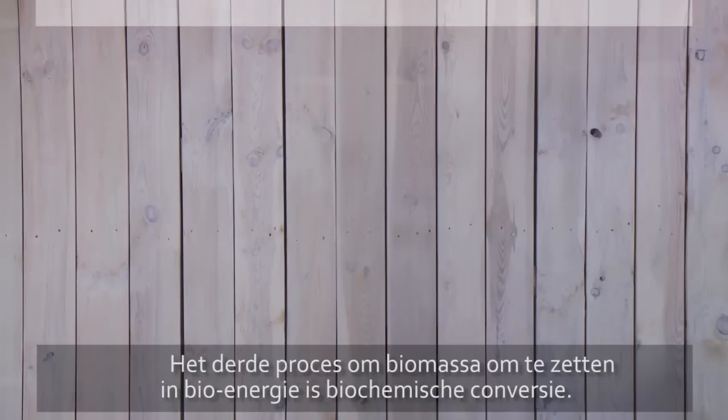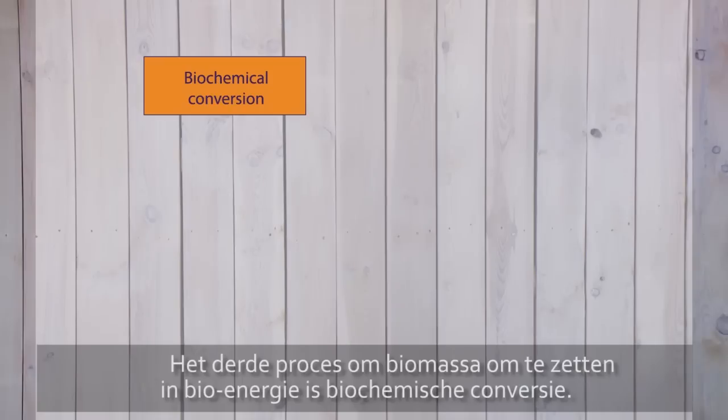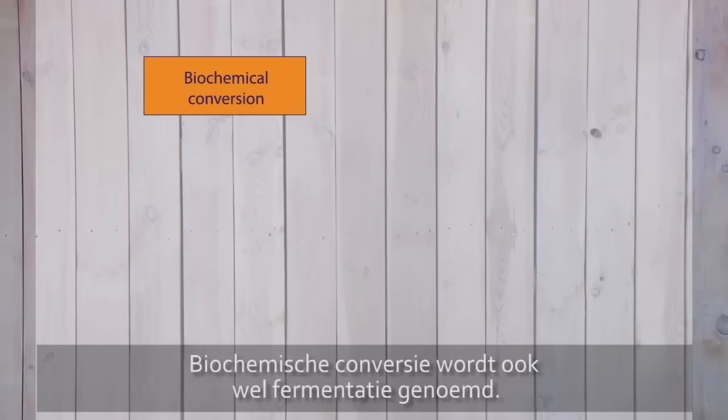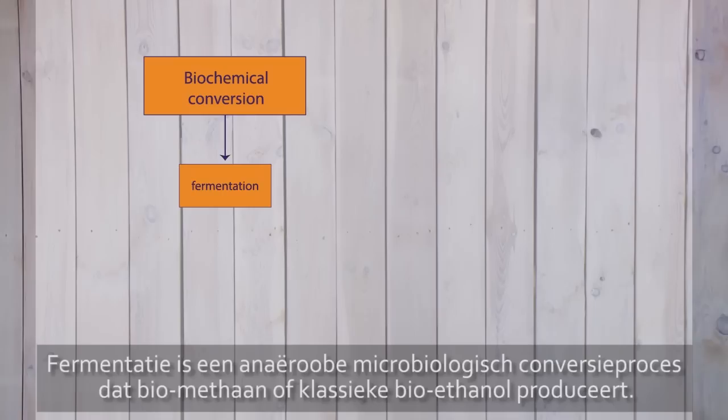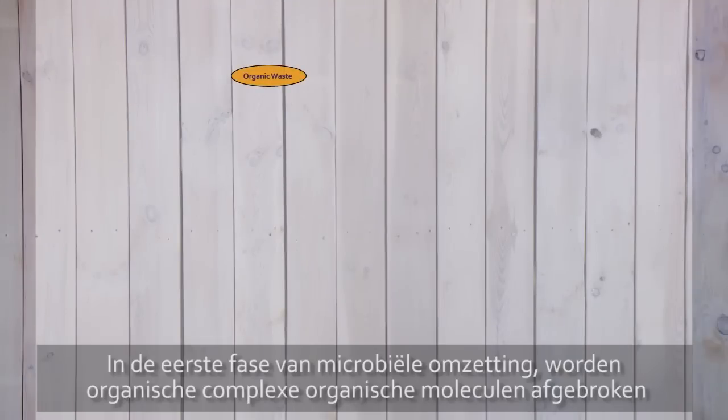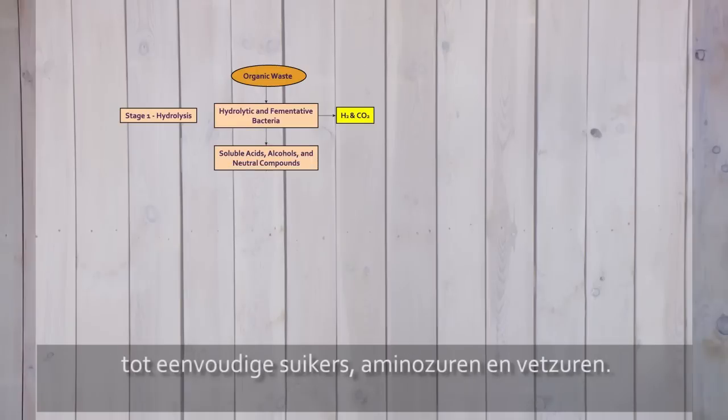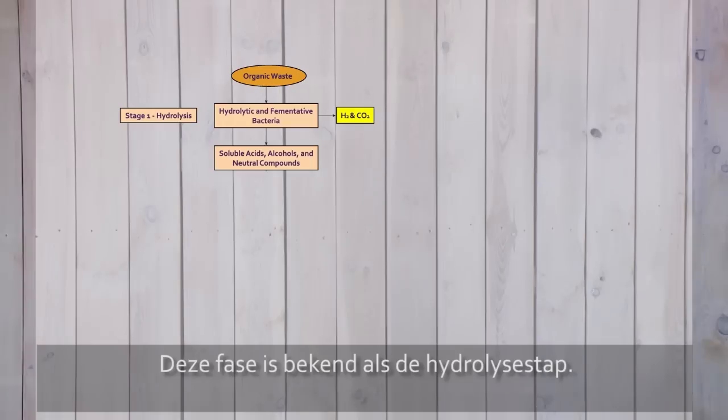The third process to convert biomass into bioenergy is biochemical conversion. Biochemical conversion is also called fermentation. Fermentation is an anaerobic microbiological conversion process that produces either biomethane or classical bioethanol. In the first stage of microbial conversion, organic complex molecules are broken down into simple sugars, amino acids and fatty acids. This stage is known as the hydrolysis stage.